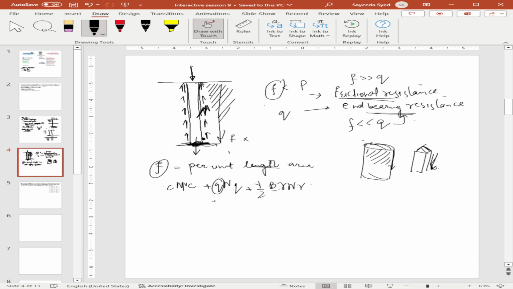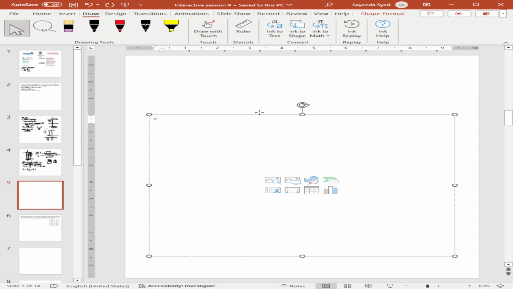Okay, moving on. The important part is the methods of determining the ultimate bearing capacity of single piles. Let us talk about that first.